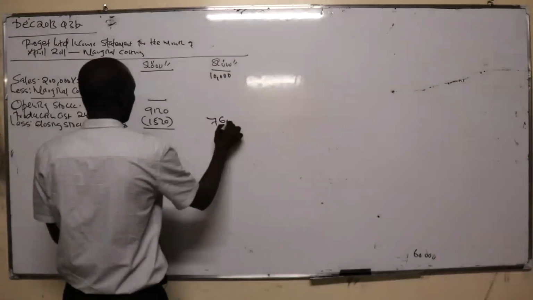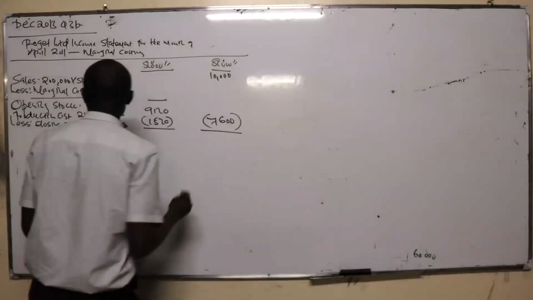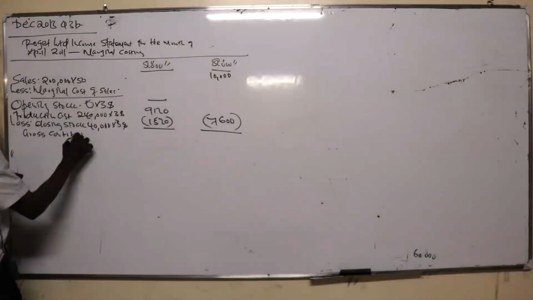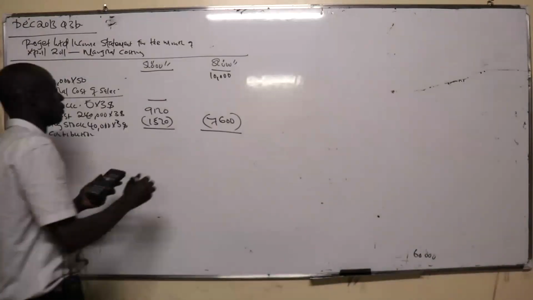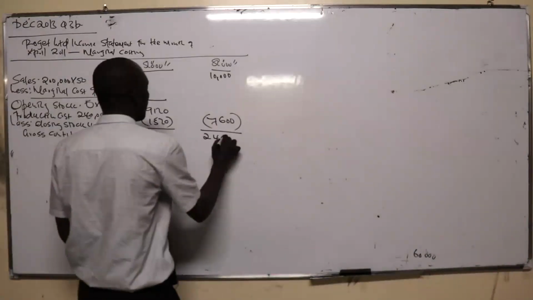And then here you go, gross contribution, which is 10,000 units minus... So this one is going to be 2,400. And then you less other marginal expenses or costs. Marginal expenses that are non-production in nature.